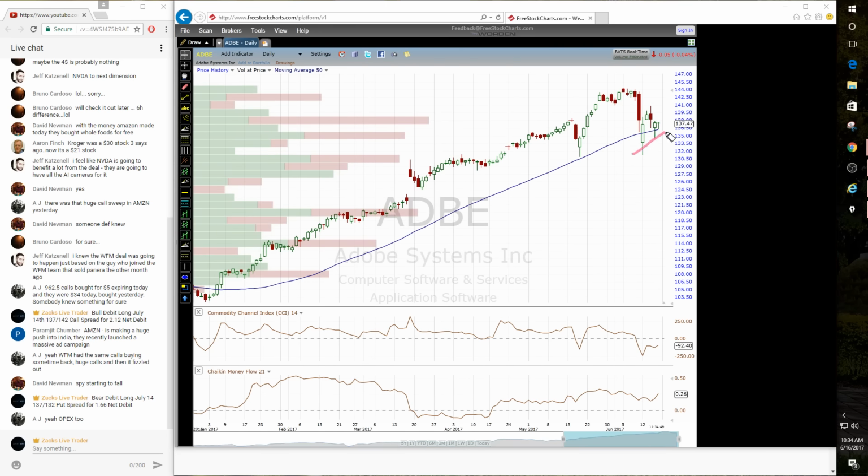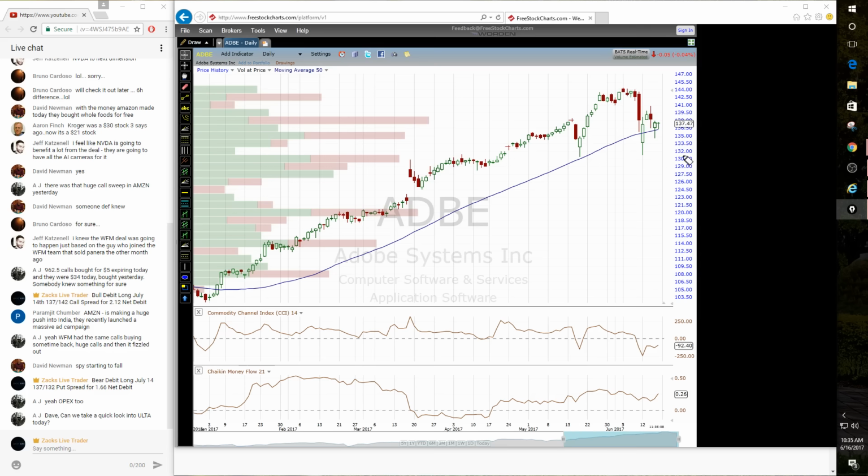Overall, I mean, this is not a good pattern to see, right? You don't want to see the drop and then the triangle. It's not what you want to see. So, I'd really like to see some strength out of Adobe, and you're not going to get it until earnings. Without earnings, this is a bearish situation.